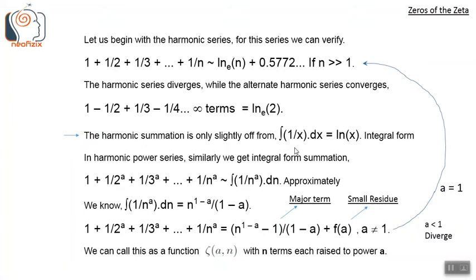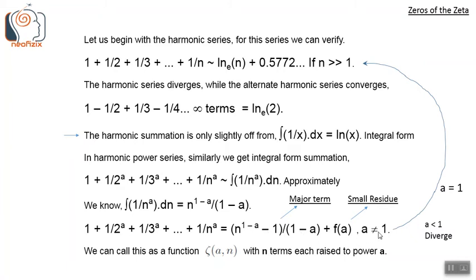The harmonic series summation is only slightly off from the integral form equation. In the power series also, similarly, we get the integral form summation. That is, the series 1 plus 1/2^a plus 1/3^a up to n terms is closely approximated by the integral of 1/n^a. We know the integral of 1/n^a is equal to n^(1-a) divided by (1-a). So in this sum, this is the major term and there will be a small residue.